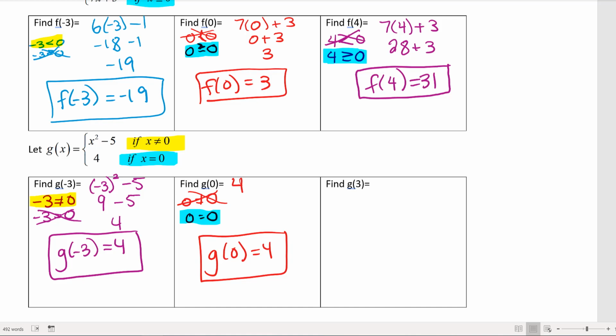All right, now we've got 3. Is 3 not equal to 0, or is 3 equal to 0? Well, 3 does not equal 0, so that would be the yellow function. So on the yellow function, that's x squared minus 5, but instead of x, I'm going to plug in 3. So we have 3 squared minus 5, which is 9 minus 5, which is 4. So therefore, g of positive 3 is equal to 4.